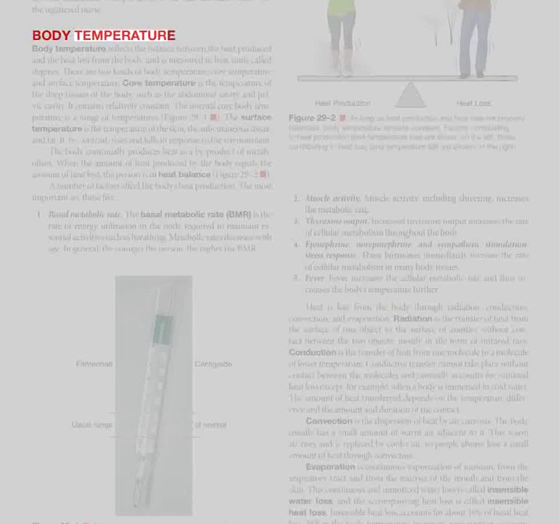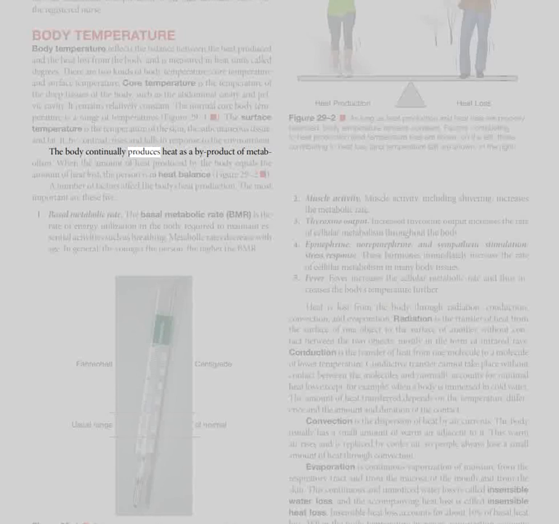Body temperature. Body temperature reflects the balance between the heat produced and the heat lost from the body, and is measured in heat units called degrees. There are two kinds of body temperature, core temperature and surface temperature. Core temperature is the temperature of the deep tissues of the body, such as the abdominal cavity and pelvic cavity. It remains relatively constant. The normal core body temperature is a range of temperatures, Figure 29:1. The surface temperature is the temperature of the skin, the subcutaneous tissue, and fat. It, by contrast, rises and falls in response to the environment.